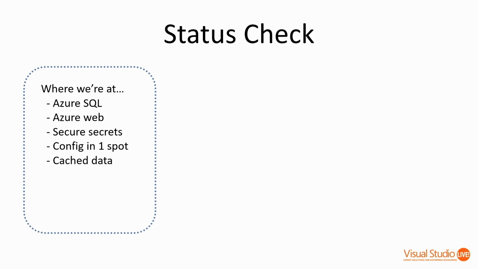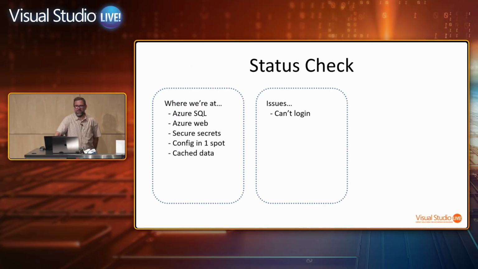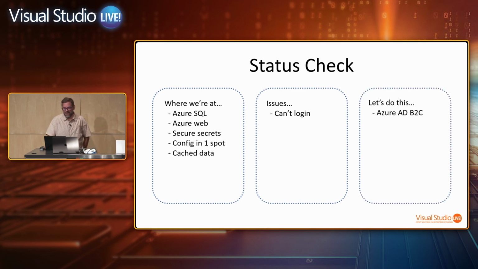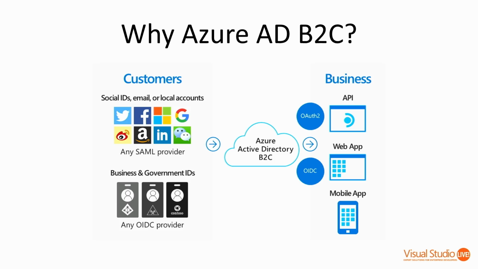Everything is being configured from one spot, everything's secure, we're using the web. It's a concert app, an e-commerce application. We should be able to log in so we can purchase tickets and things. Can't do that yet, so we're going to have to add Azure AD B2C. What's that? Anytime you start getting into identity, authentication, authorization, things start to get fun.